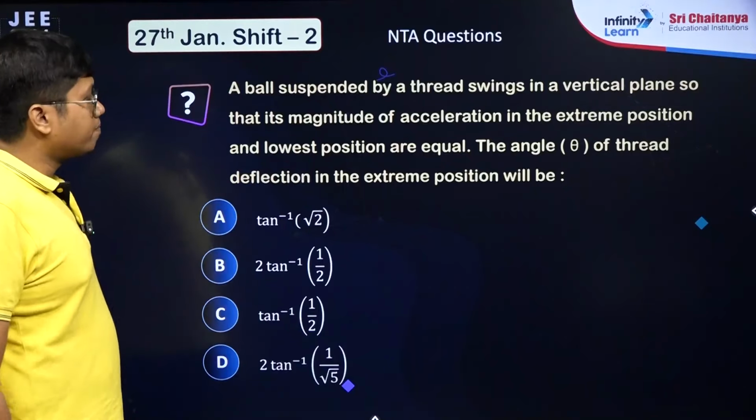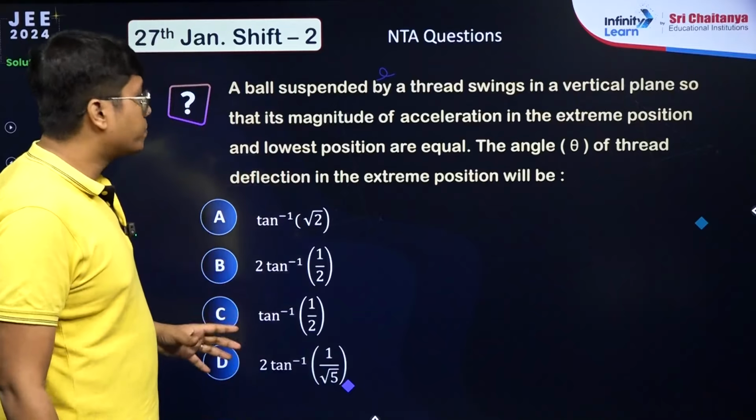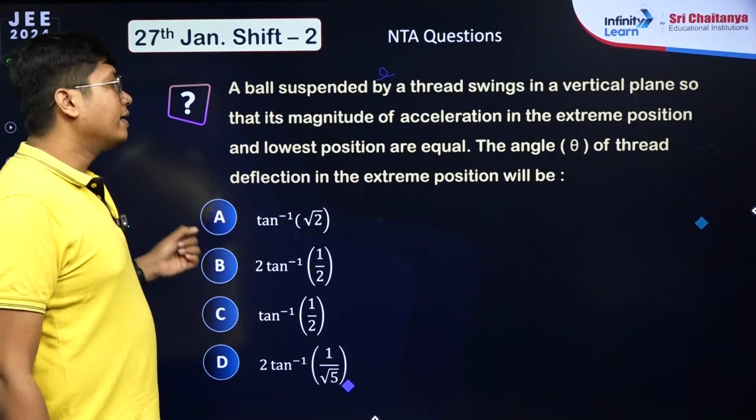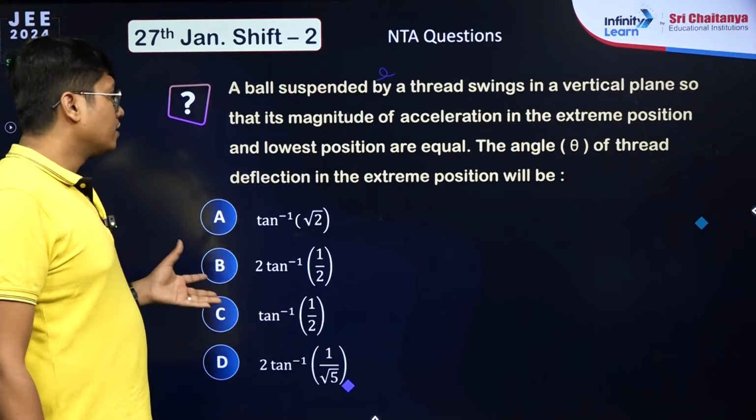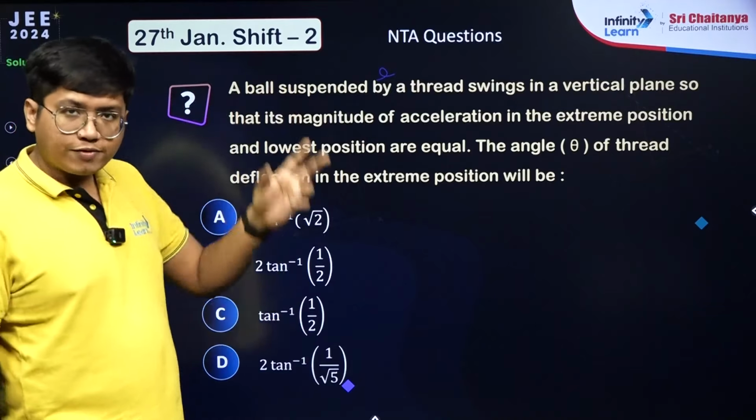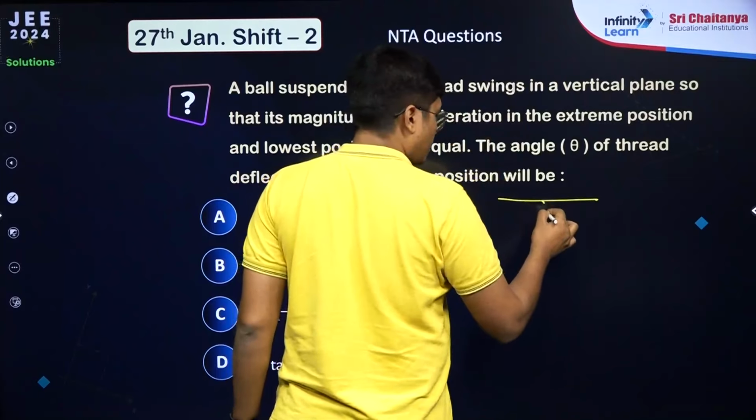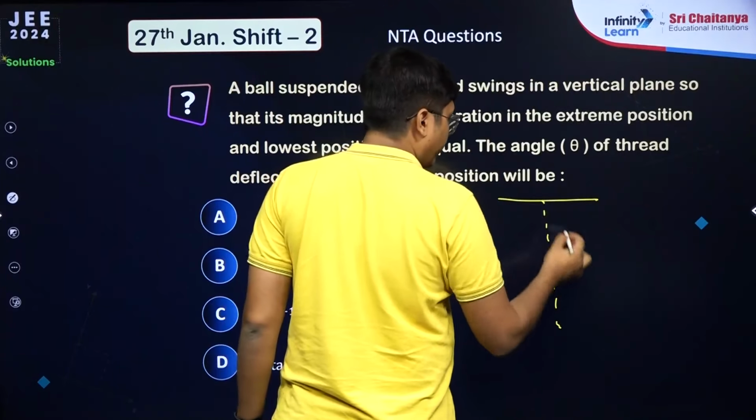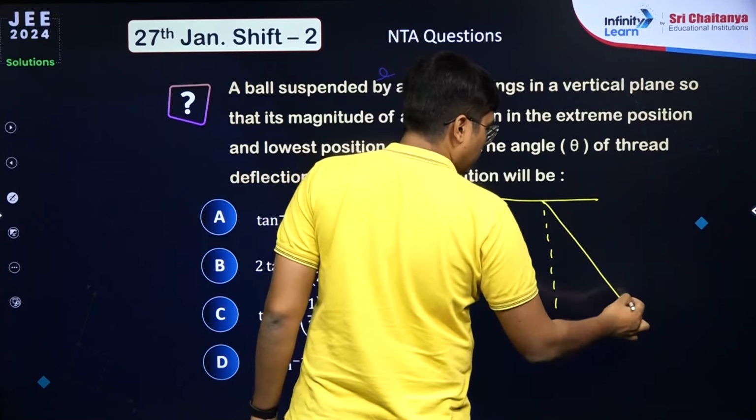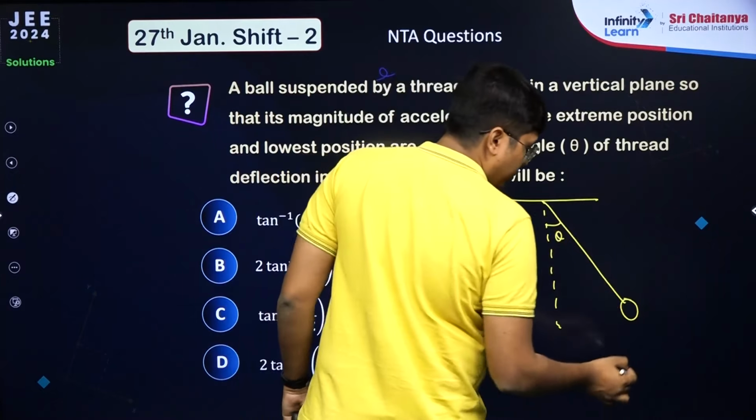Next up says a ball is suspended by a thread, swings in a vertical plane so that the magnitude of its acceleration in the extreme position and the lowest position are equal. The angle theta of the thread deflection in the extreme position is going to be how much? Let's visualize this. This is your equilibrium position. The bob is currently over here, making an angle theta.